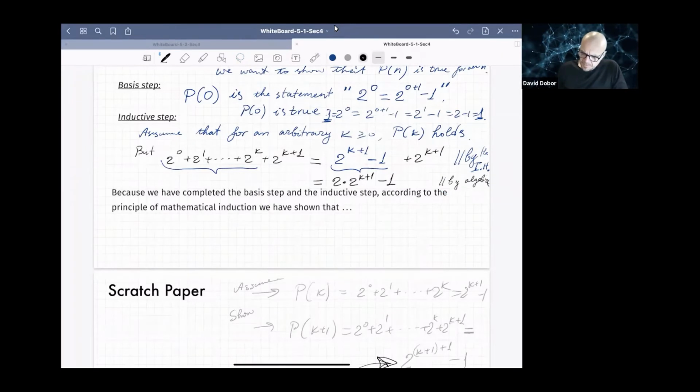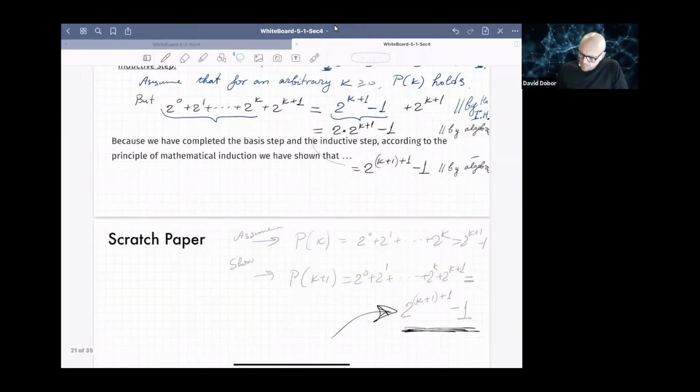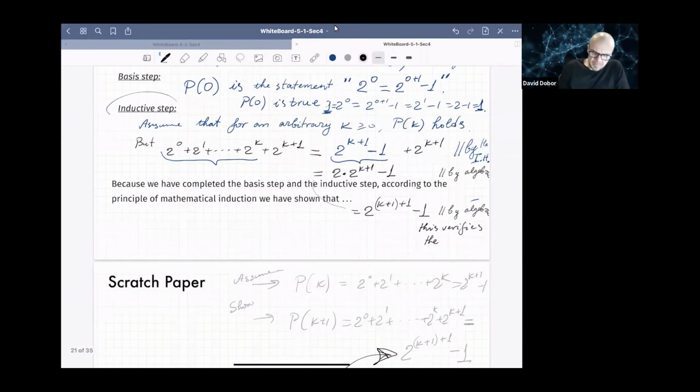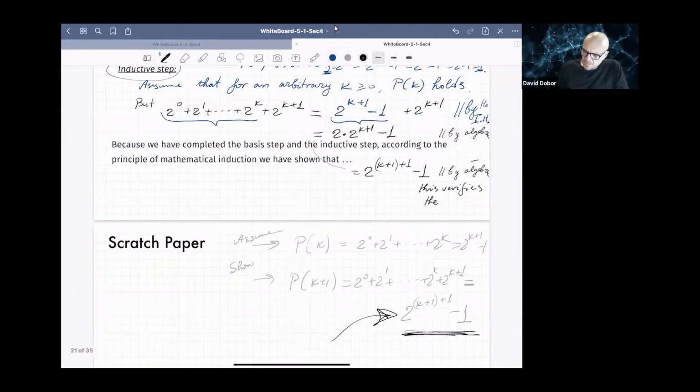And that, continued here, is equal to 2k plus 1 minus 1 by algebra. Again, right? So that's exactly what we wanted to prove. Okay, this verifies the inductive step, the inductive step.